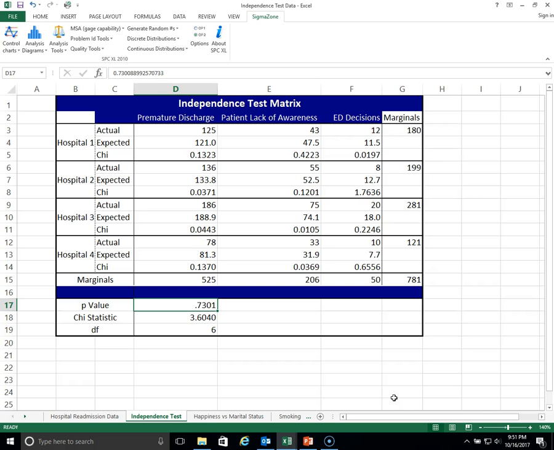In other words, there is not enough evidence to claim that there's a relationship between the reason for the readmission and the 4 different hospitals in this healthcare system. So not enough evidence here to conclude that there is a relationship between reason for readmission and the 4 hospitals in this particular healthcare system.